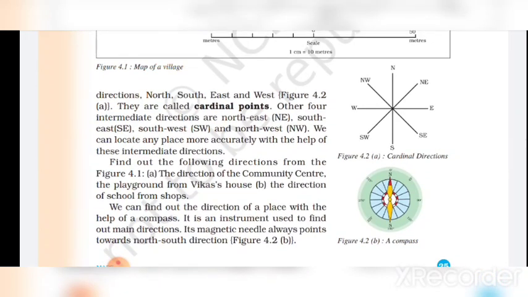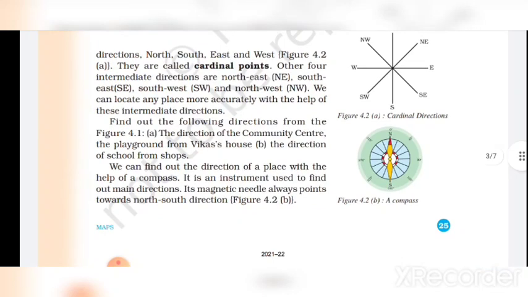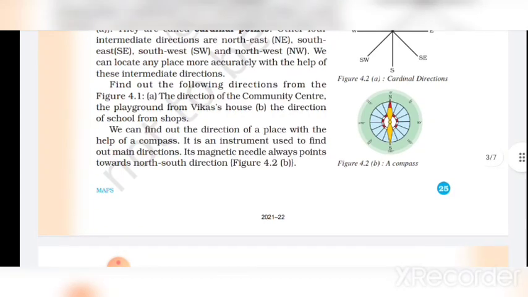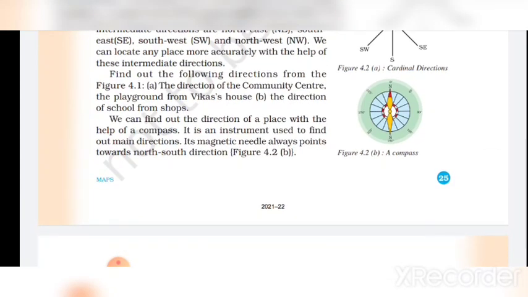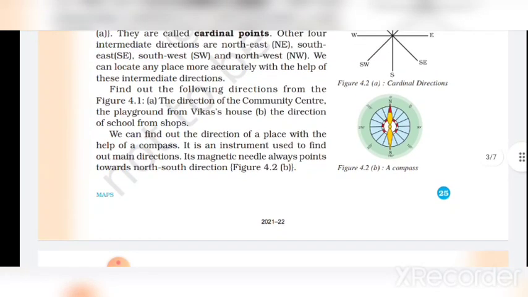They are called cardinal points. The other four intermediate directions are northeast (NE), southeast (SE), southwest (SW), and northwest (NW). We can locate any place more accurately with the help of these intermediate directions. Find out the following directions from figure 4.1. A. The direction of the community center and the playground from Vikas's house, and the direction of the school from the shop.